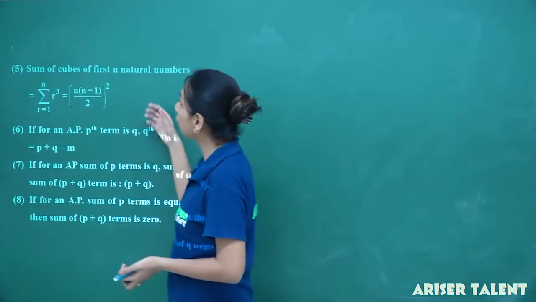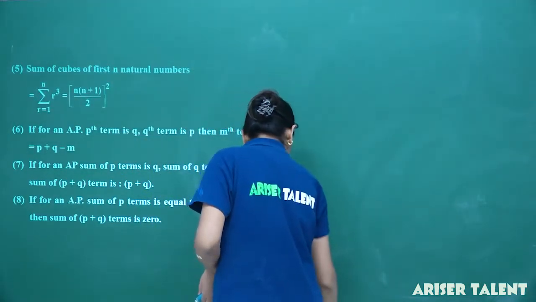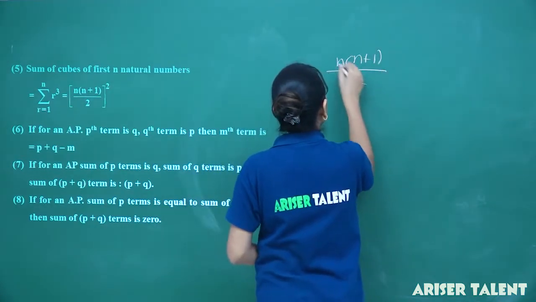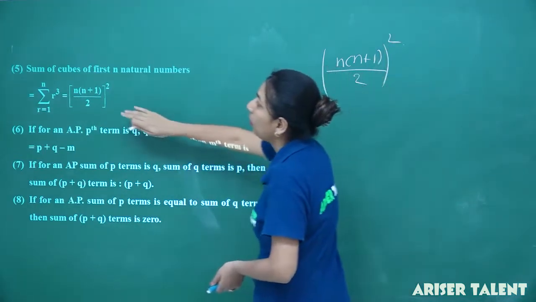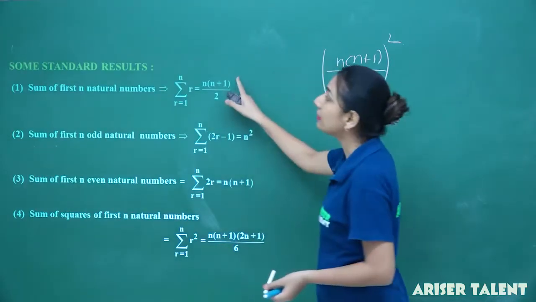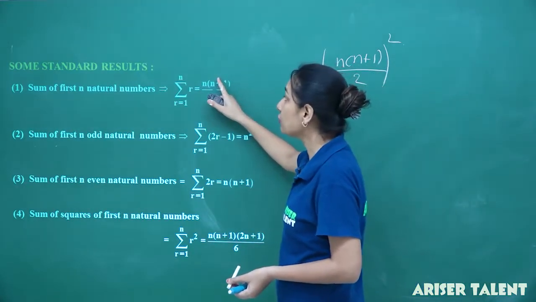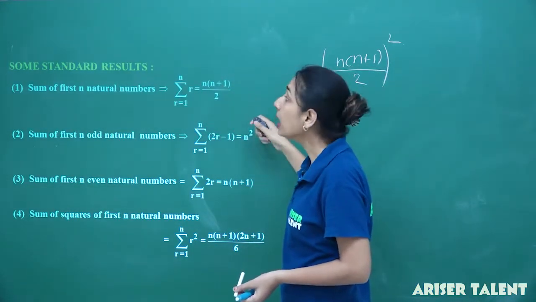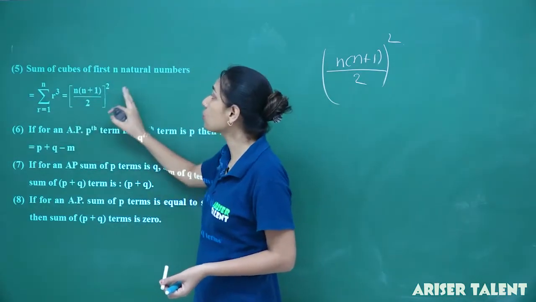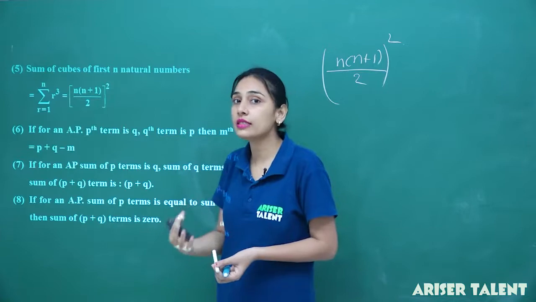Now the fifth one, sum of cubes. When it comes to cubes, what will you do? You will do n plus 1 by 2, whole square. Now what is n plus 1 by 2? This is the sum of first n natural numbers. If you have the sum of first n natural numbers, you will have n plus 1 by 2. But if you have the summation of cubes, then you will just square this. Square of n plus 1 by 2, which is the sum of first natural numbers.